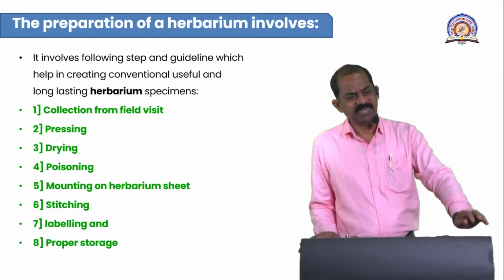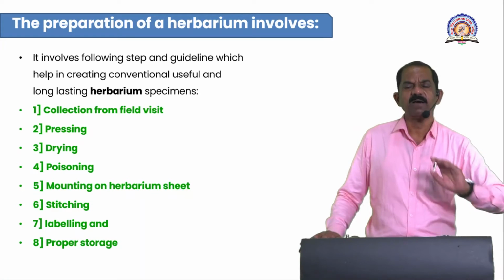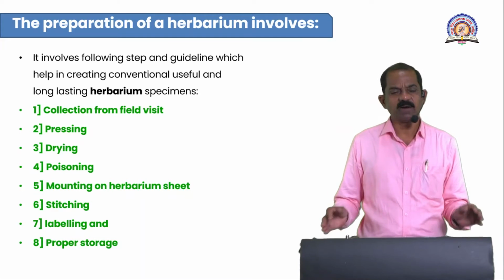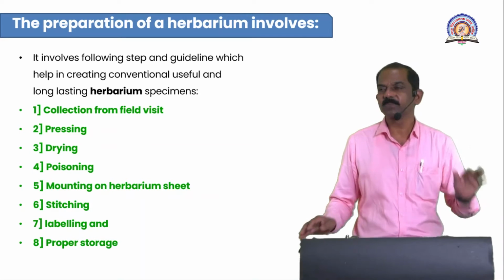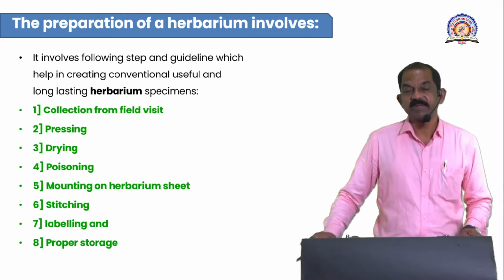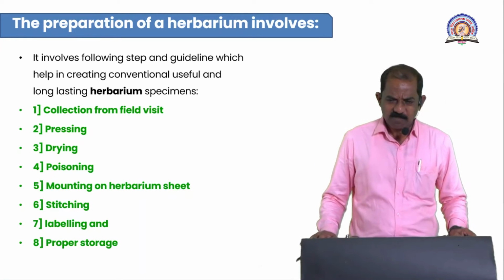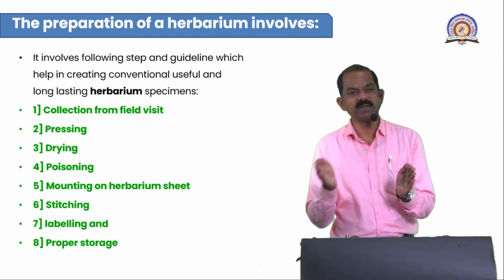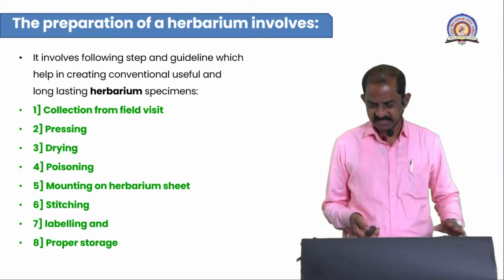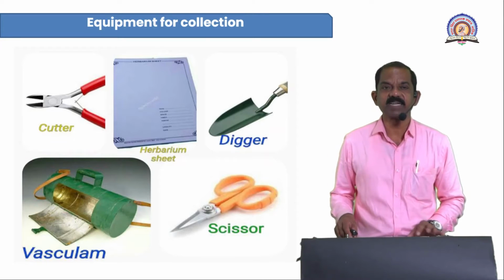If we have chosen an area for the purpose of studying its flora, select that area, like the flora of Saptasringi Hill or the herbarium of the Saptasringi Hill, whatever it may be, and collect the plant specimens. That is the first step in the preparation of a herbarium. For the purpose of collection, different ecological tools are required, the equipment for the collection of herbarium specimens.